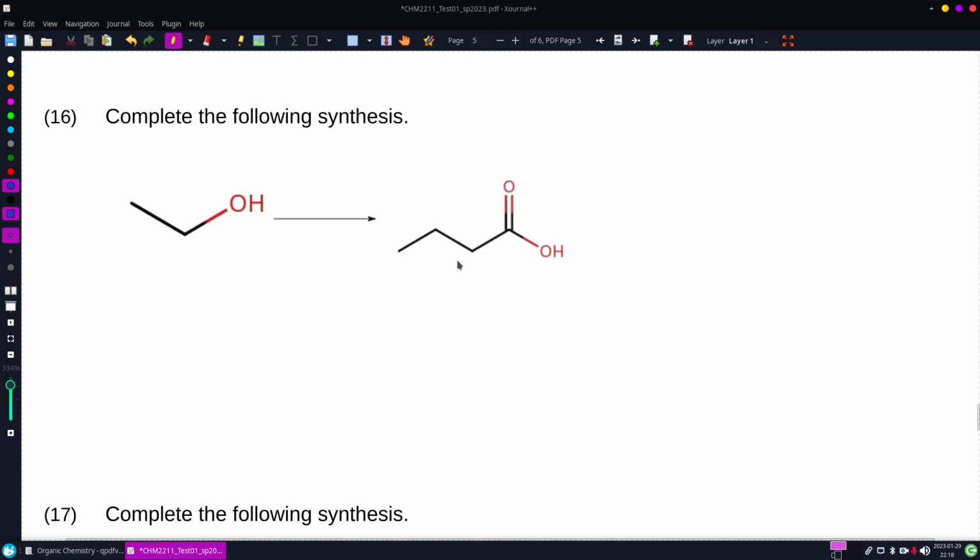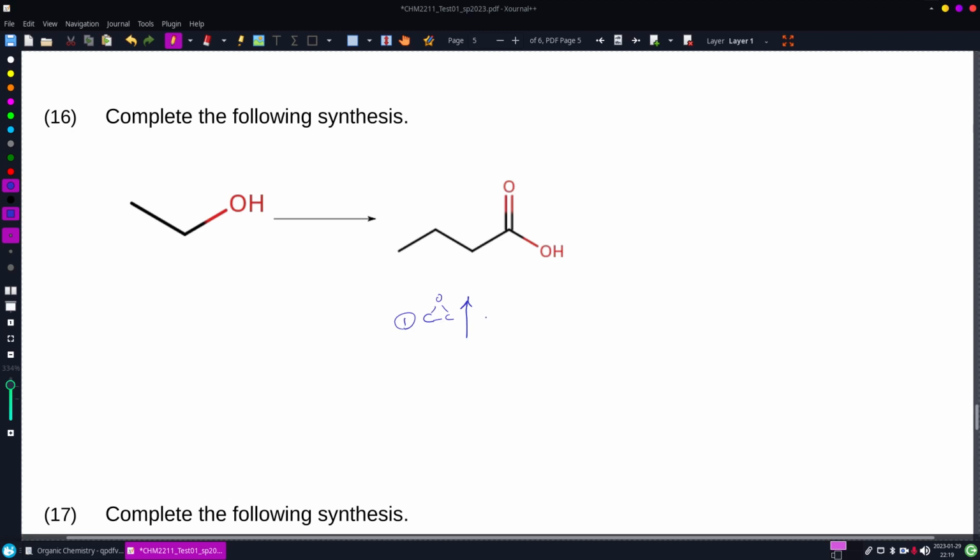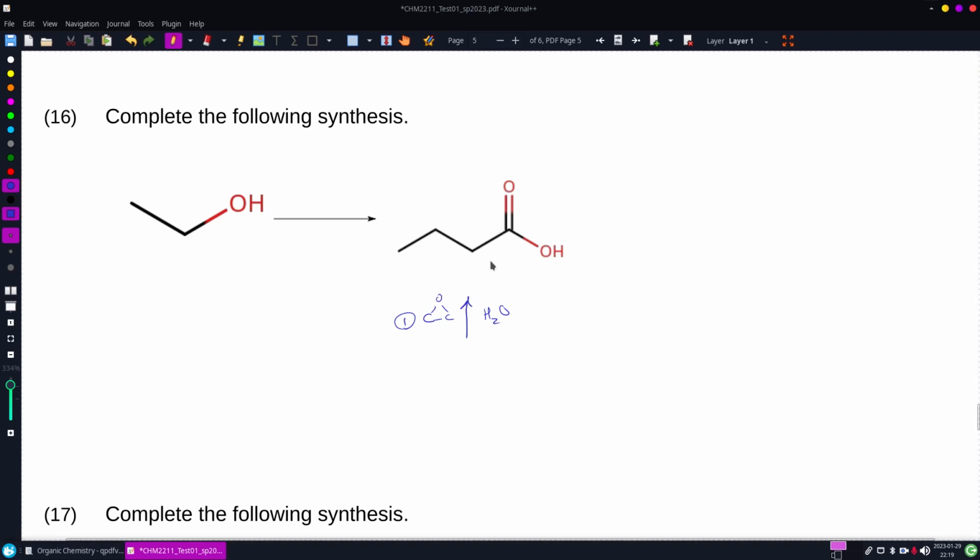16 can be a bit tricky because I have two carbons and I want to add two more with an OH. Fortunately for us, two carbons and an OH, or a carboxylic acid, is something we might recognize as well. For step one, we'll react it with an epoxide, and for step two, we would do some water. That was just to get the two carbons on there, and technically it gives an alcohol, so I'm going to write it as that.